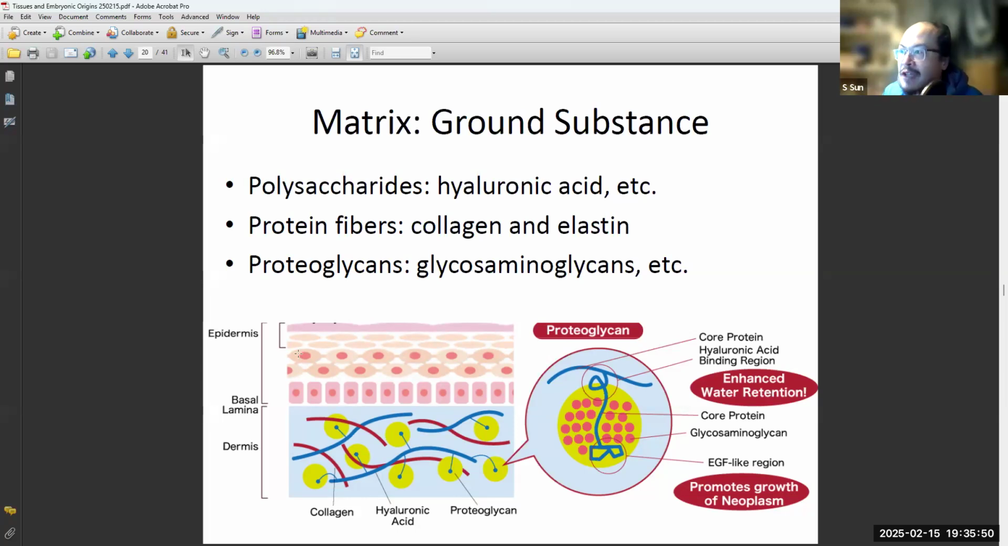So here is an example of the skin. You can see that here is the epidermis, dermis, hypodermis. In the hypodermis, you will start to see the fat cells. And this is the basement layer, basal lamina.